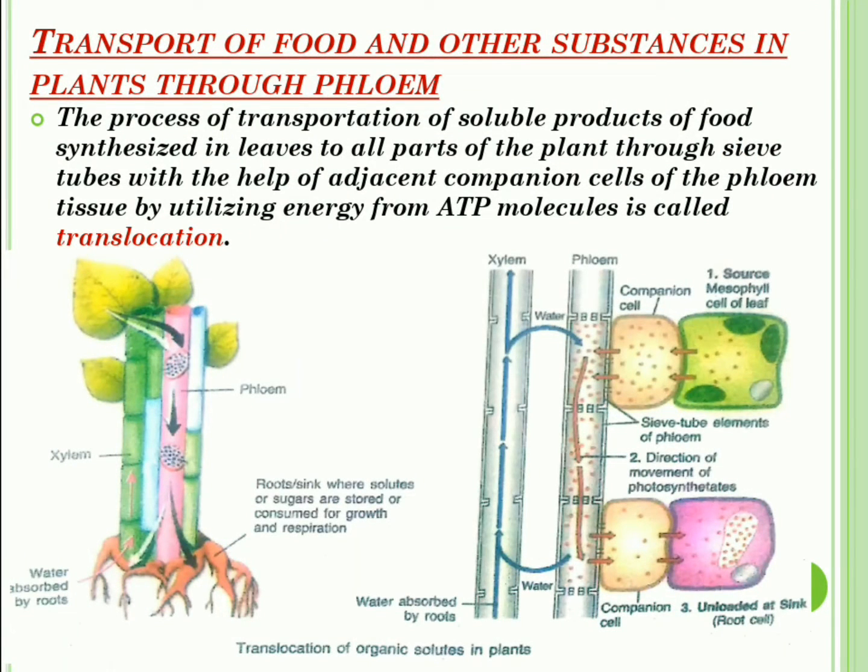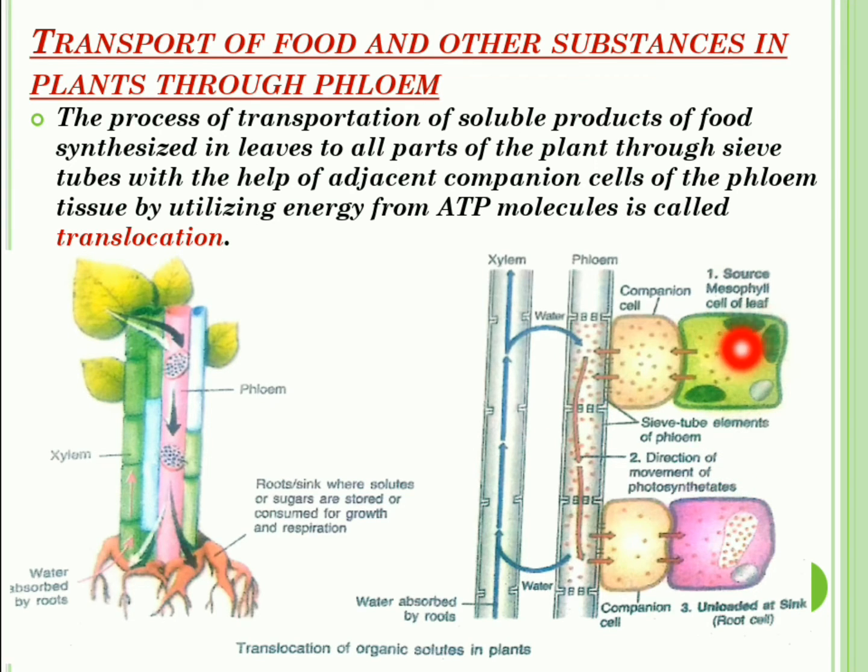Now, let us learn about transport of food and other substances in plants through phloem tissue. The process of transportation of soluble products of food synthesized in leaves to all parts of the plant through sieve tubes with the help of adjacent companion cells of the phloem tissue by utilizing energy from ATP molecules is called translocation. Now students, let us see the process of translocation with the help of this diagram.